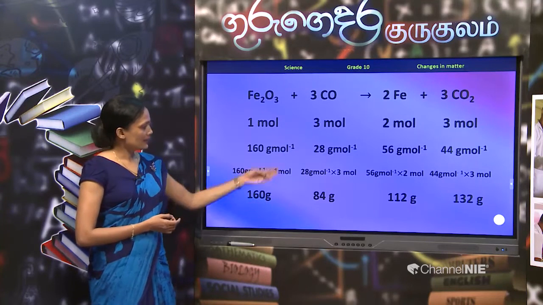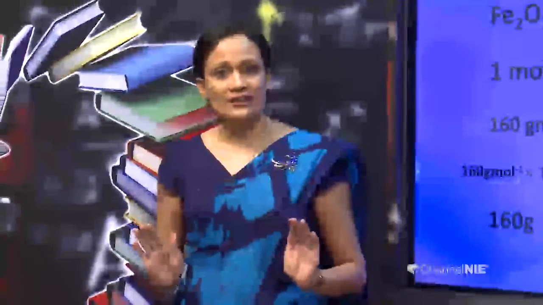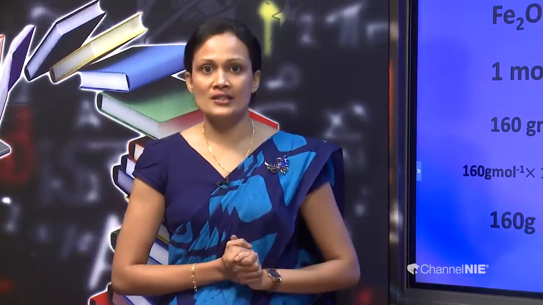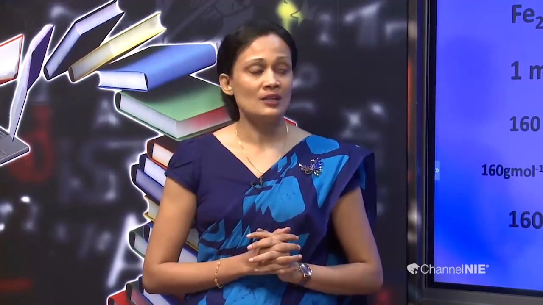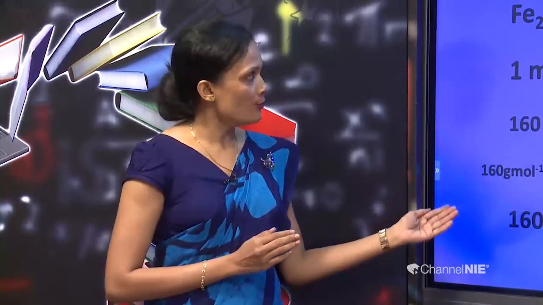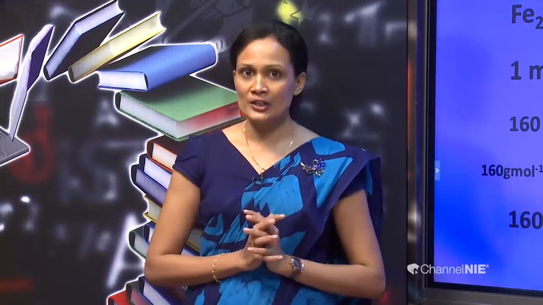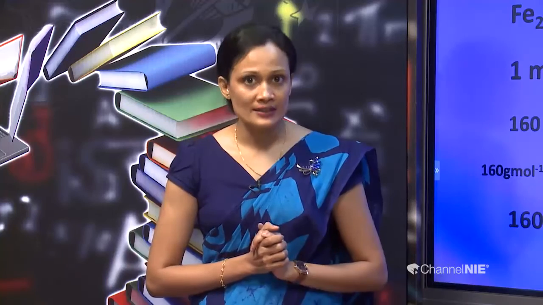160 grams of hematite. Here, 84 grams of carbon monoxide, and they produce 112 grams of iron and 132 grams of carbon dioxide. Okay children, I think it is clear to you. If you write a balanced chemical equation, we can find the number of moles of reactants and products of the chemical reaction, and also we can find the masses of reactants and products. Now I am going to give you a simple question by using what you learned.